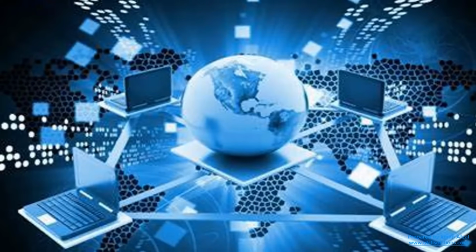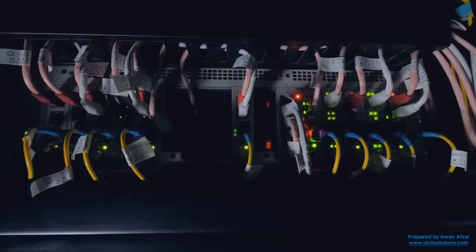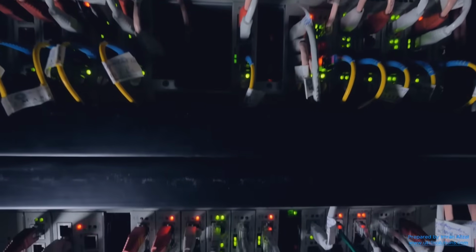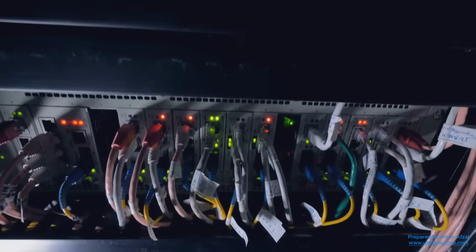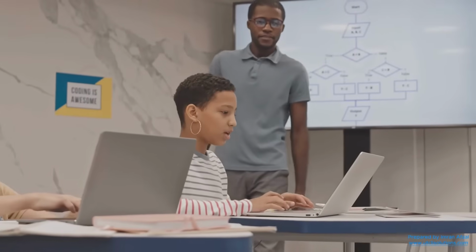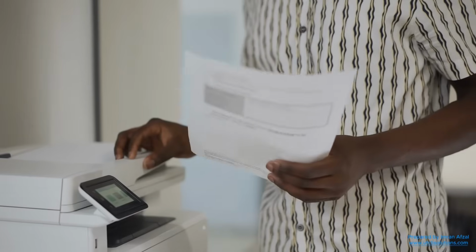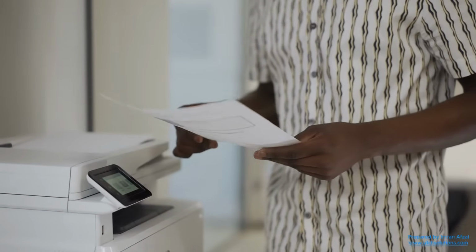System administration and networking go hand in hand. Networking is about connecting devices so they can talk to each other, while system administration is about making sure those devices and connections are working properly. For example, when a new student joins your school, the system administrator adds their account to the network so they can log into a computer, access school files, and use the printer.